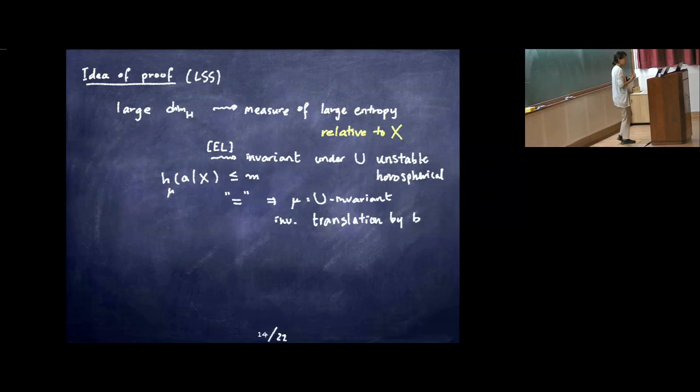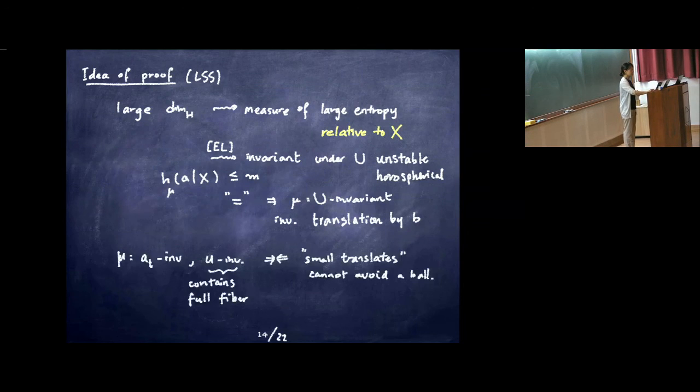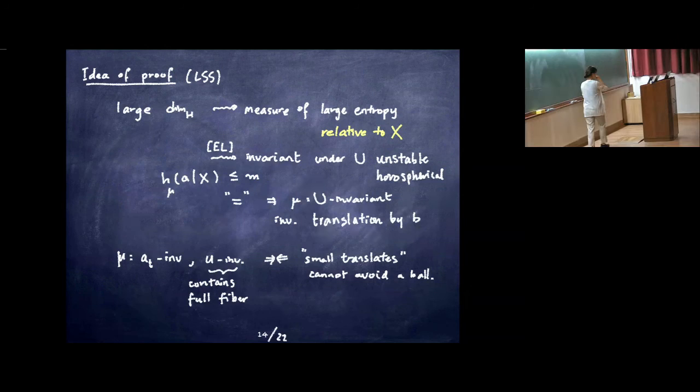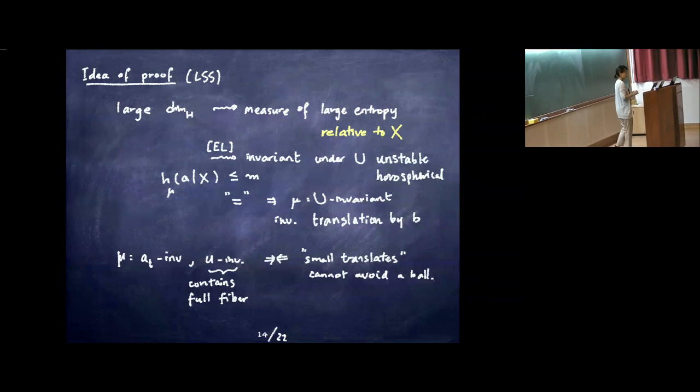So the support of mu is A_t invariant by definition, but by this maximal entropy, it's also U invariant. So it's translation invariant, but that's not possible, because if you have some lattice, then small translates cannot avoid a ball, right? So you get a contradiction. So the conclusion is that the Hausdorff dimension is not full. So that's the main idea.